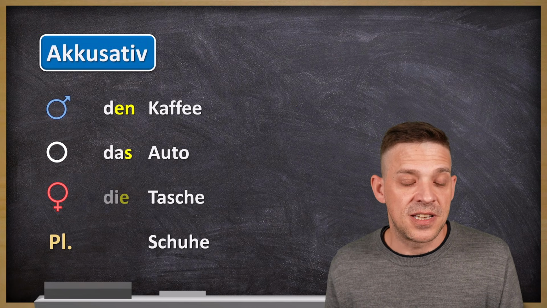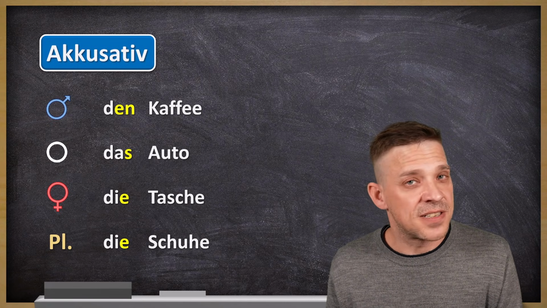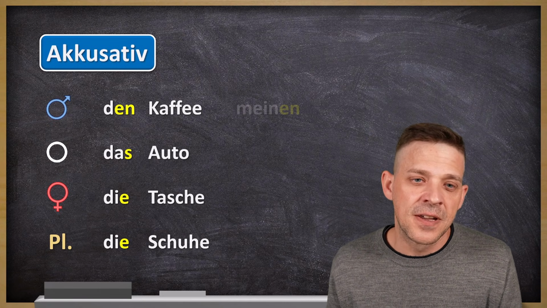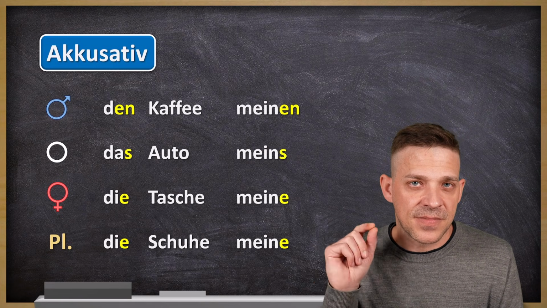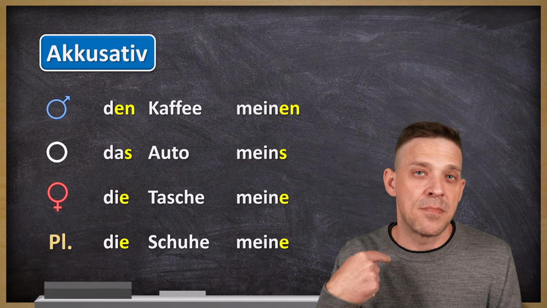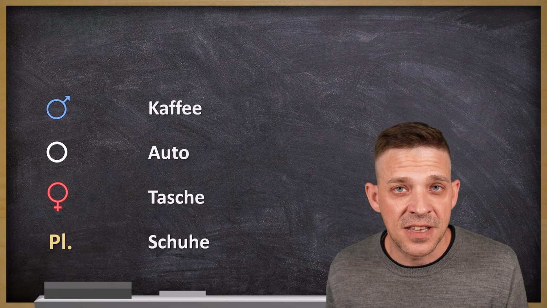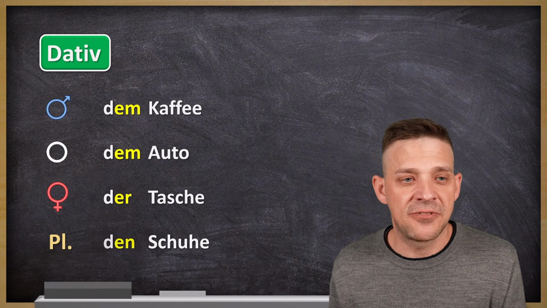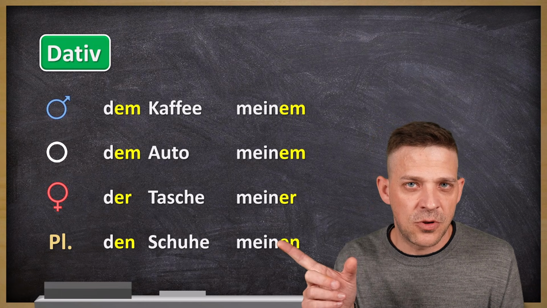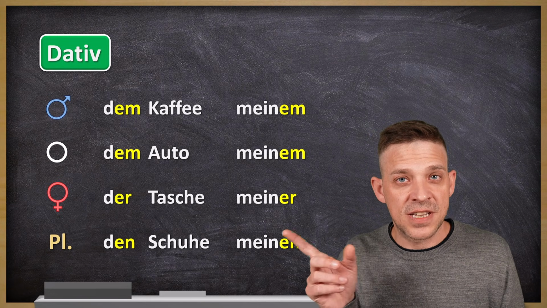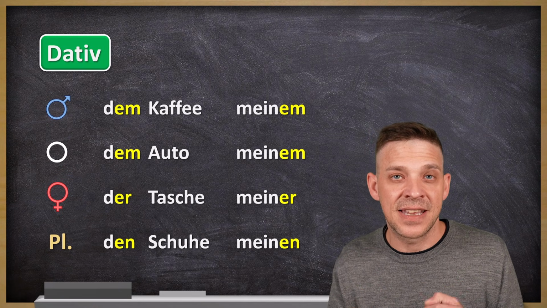Same goes for accusative. Den Kaffee, the rest is the same. Neutral, feminine, and plural doesn't change in accusative, same like in nominative. Possessivpronomen, den Kaffee, meinen. Ich trinke den Kaffee, ich trinke meinen. Here as well, always the same endings as the definite article. And the same goes for Dativ, dem Kaffee, dem Auto, der Tasche. And here as well, possessive pronomen, they have the same endings. Now in those examples here, always use the possessive pronomen mein, meinem, meiner, meinen, and so on.